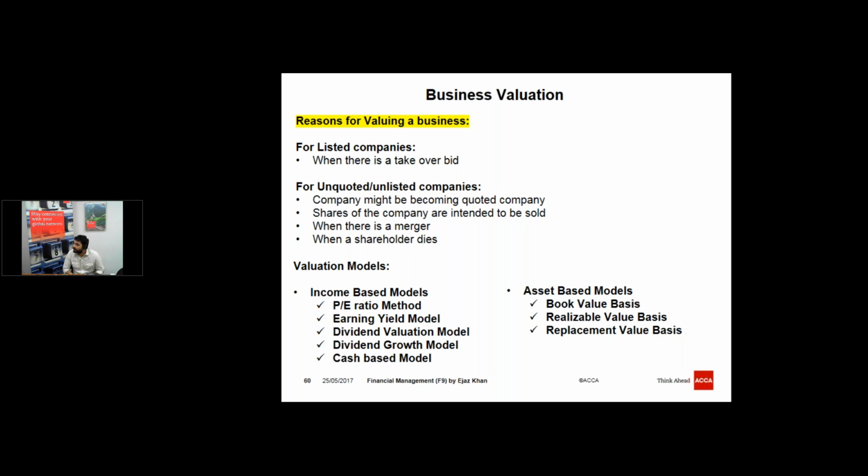Can you upload last attempt paper? Last attempt paper, you'll find it on the ACCA page. So do I really need to upload that paper?